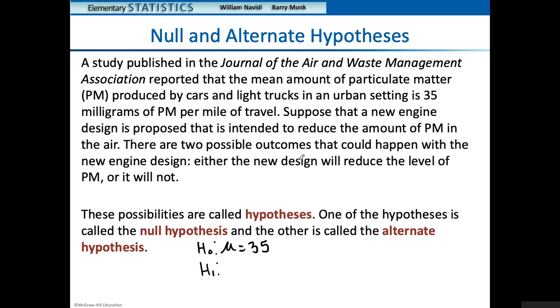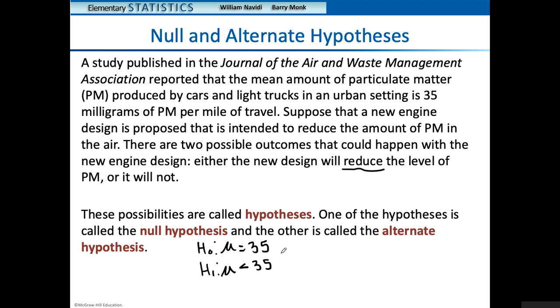The alternate hypothesis is the assumption that the new design is working as it's supposed to, which means it will reduce the level of particulate matter, right? The word reduce is kind of the key word right here. It suggests that the alternate hypothesis will be a left-tail test. It will be the assumption that the mean is now less than 35.